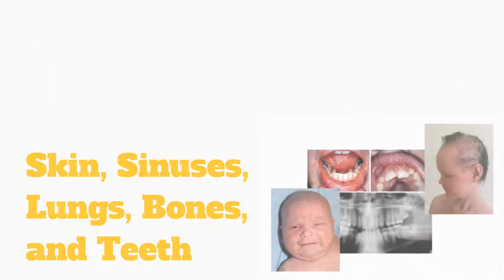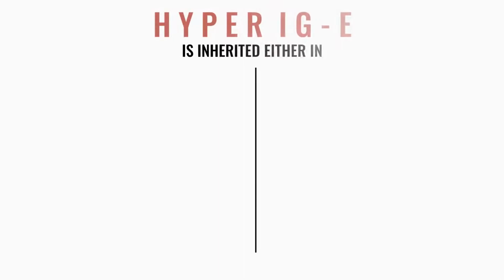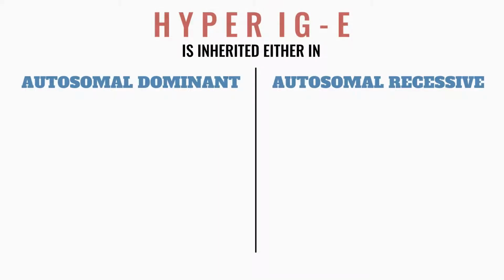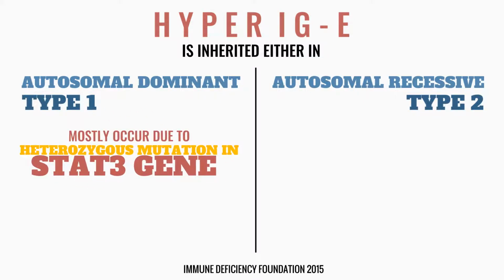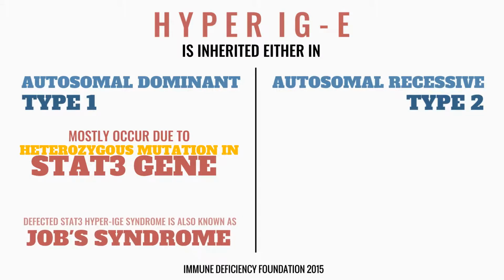The disease is inherited either in autosomal dominant or autosomal recessive form of inheritance. Autosomal dominant form is classified as type 1, while autosomal recessive is type 2. In 2007, a heterozygous mutation in the gene encoding the transcription factor STAT3 was found to underlie most cases of autosomal dominant inherited form of hyper-IgE syndrome, which is also known as Job's syndrome.